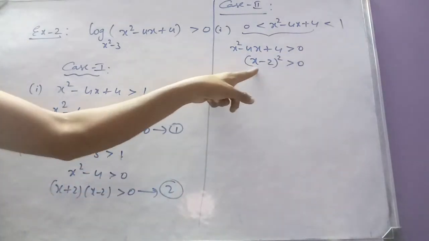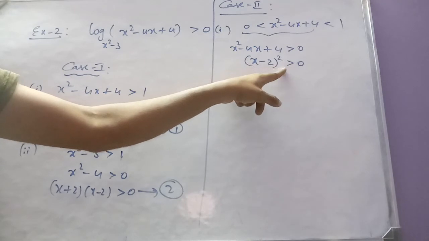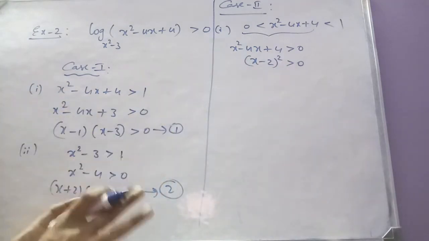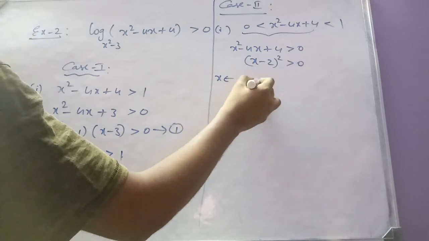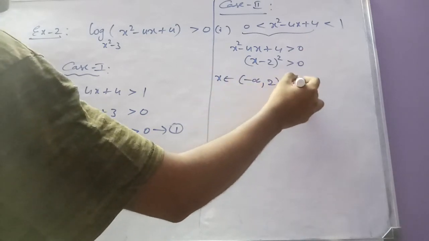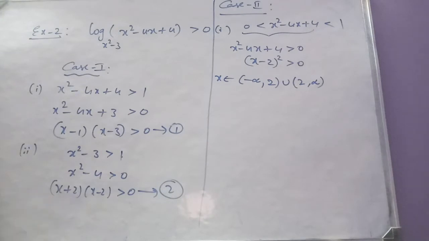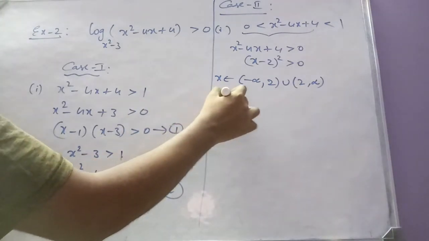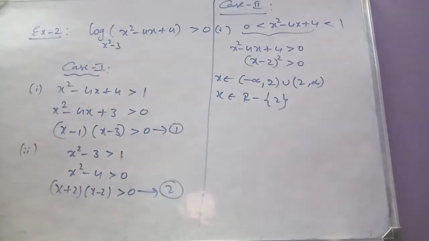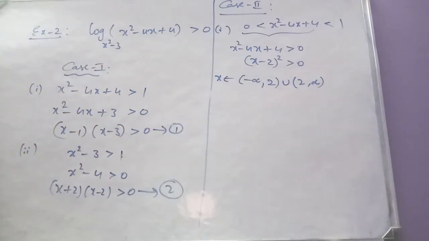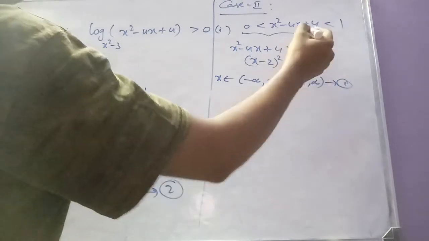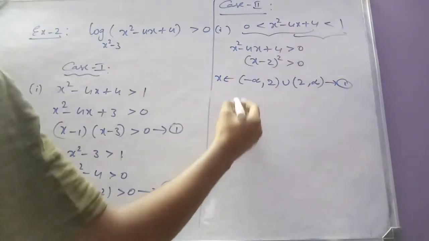We know that x minus 2 whole square is always greater than 0 except when x is equal to 2, correct? Therefore the solution set of this is x belongs to minus infinity comma 2 union 2 comma infinity. You can also write it like x belongs to R except 2, but that's fine. We can take the interval form. Now you can take these two.